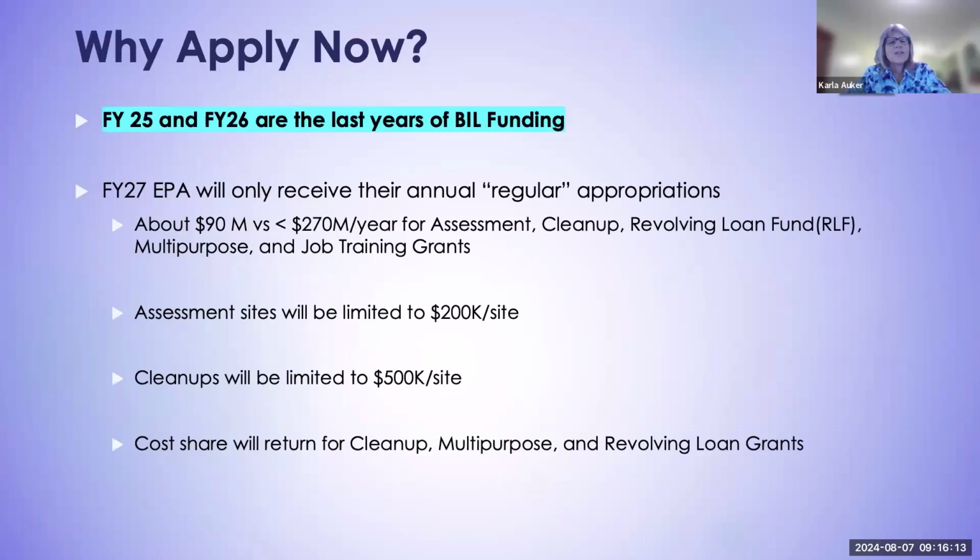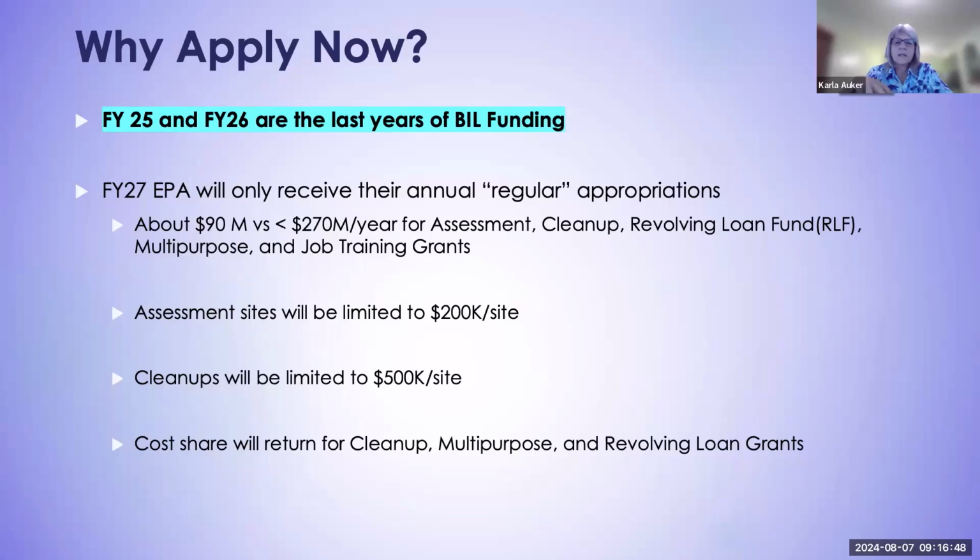So here's the thing. Why apply now? The time is right for you to apply for our US EPA grants because FY25 and FY26, so this year and next year, are the last 2 years that we have Bipartisan Infrastructure Law funding. After FY26, we will go back to just our regular appropriations, and our money will be cut. Our grant money that's available will be cut by about 2/3. Our regular appropriation funding is about $90 million that we can put towards grants.